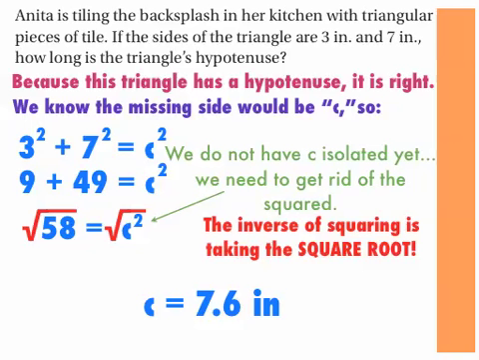Really quickly, that would make sense and that could be a possible length because we know that c, or the hypotenuse, the missing side that we're trying to find, has to be larger than both of the two legs. So one of the legs was 3, one of the legs was 7. So 7.6 does work because it would be the longest length of the sides.